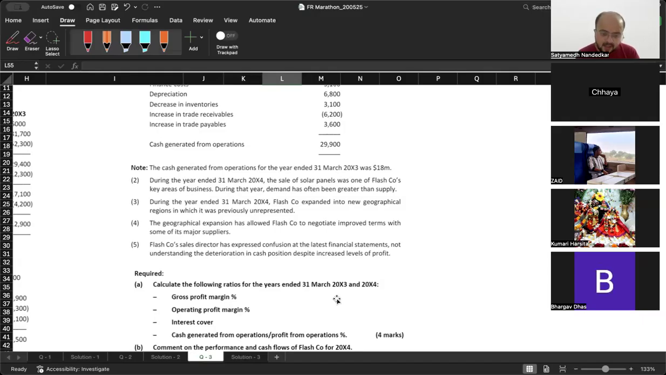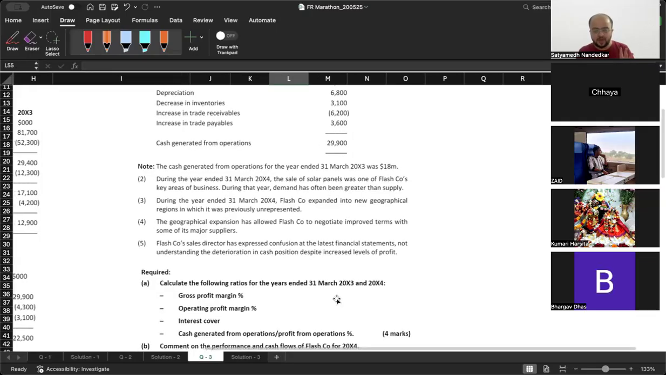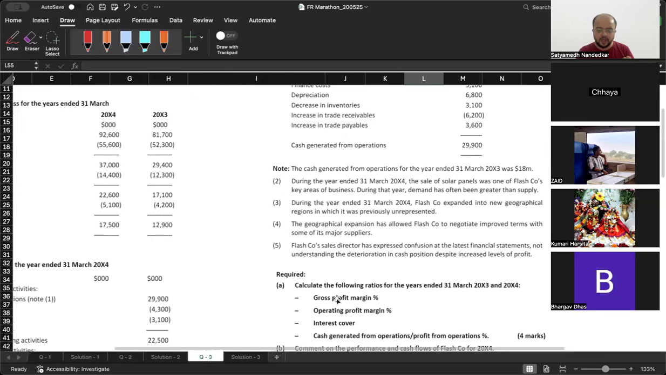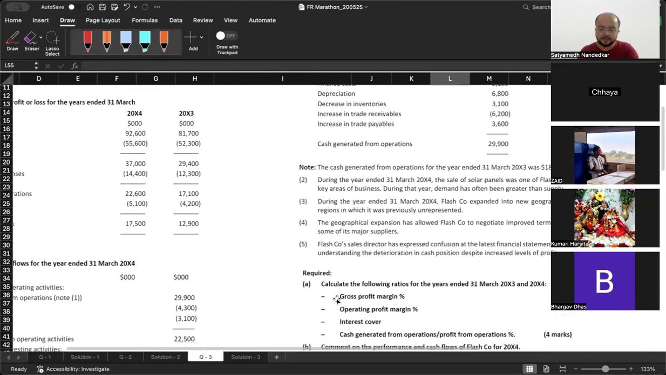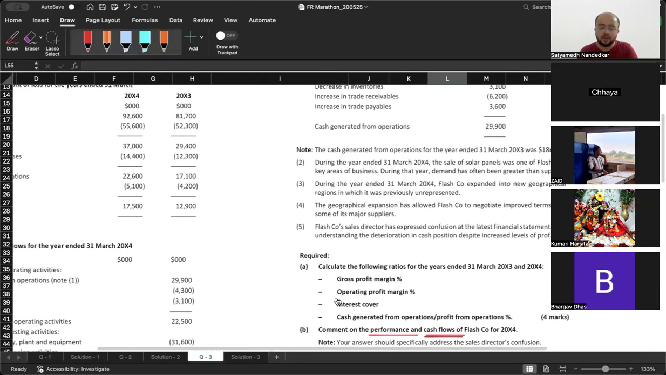Flash Company's sales director has expressed confusion at the latest financial statements, not understanding the deterioration in cash position despite increased level of profit. First of all, for 4 marks, you have to calculate 4 ratios: GP margin, operating profit margin, interest cover, and cash generated from operations divided by profit from operations का percentage. ठीक है? You have to calculate it for both the years 2003 and 4.